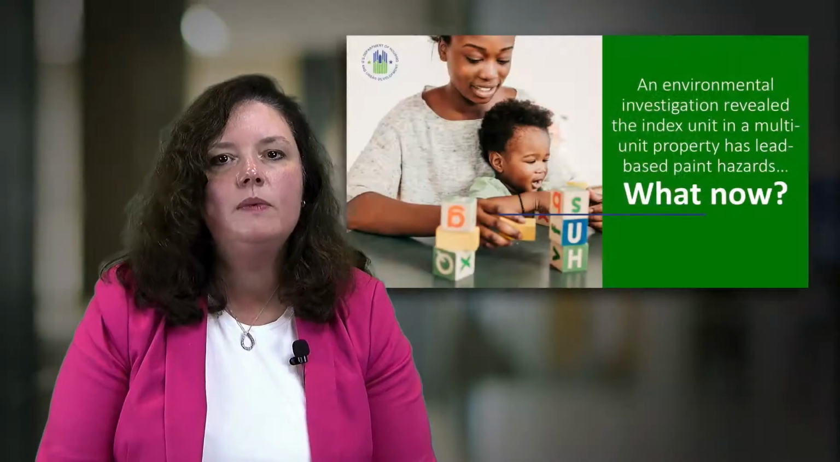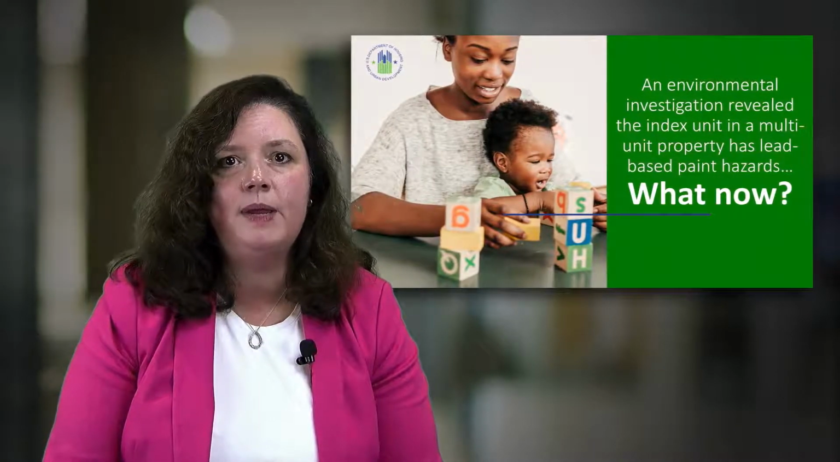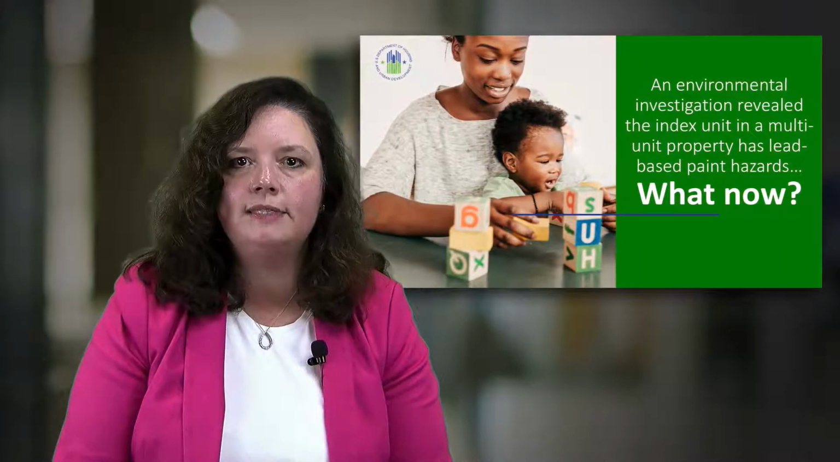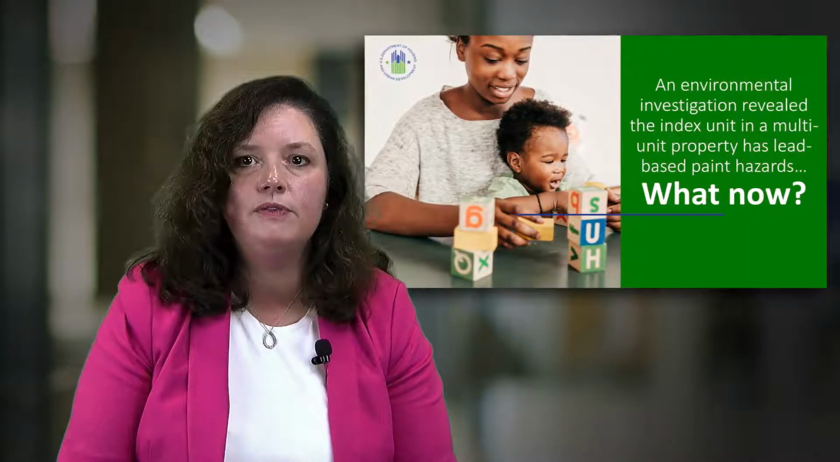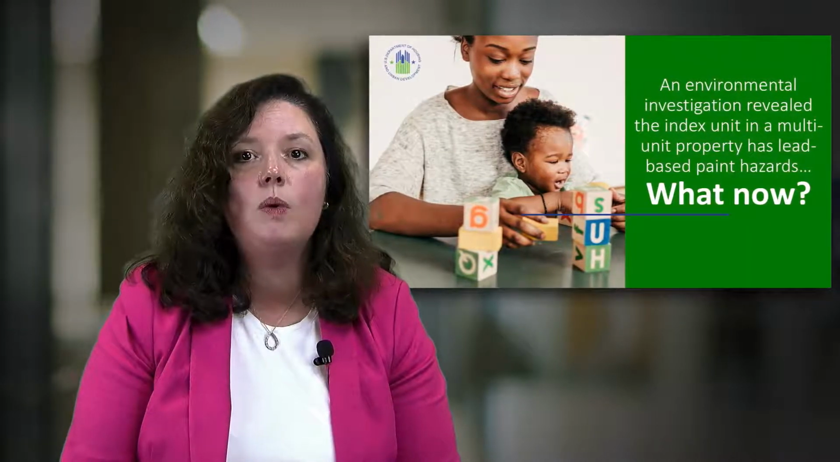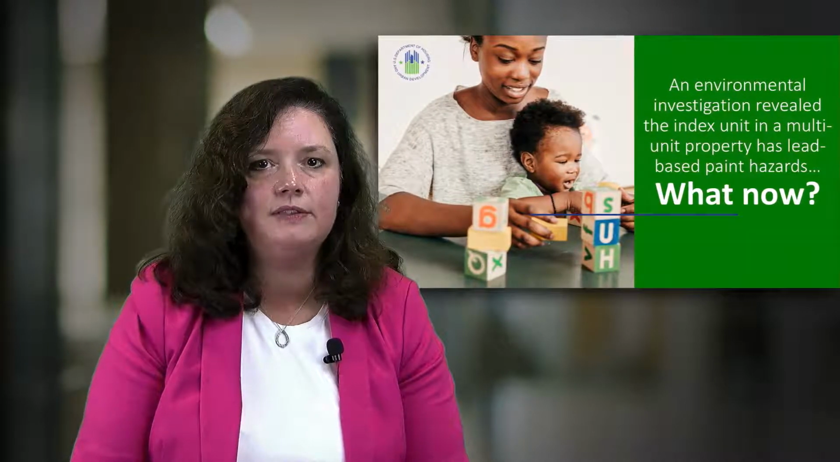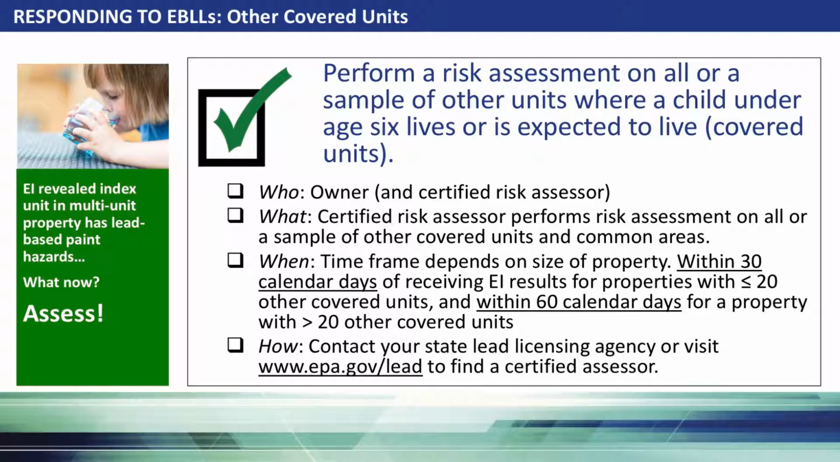In this segment, we'll walk through steps of EBLL response for other covered units in a multi-unit property. When an environmental investigation identifies lead-based paint hazards in the index unit of a building or property with multiple PBV units, the owner has additional testing and control responsibilities for those other PBV units. The required actions for other covered units in the property must be taken at the same time as the actions for the index unit. The timeline for the EBLL response steps for other covered units begins the day the owner or PHA receives the environmental investigation results indicating lead-based paint hazards in the index unit.